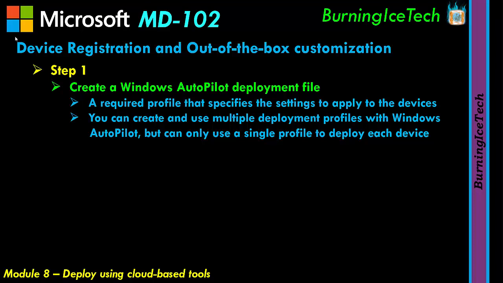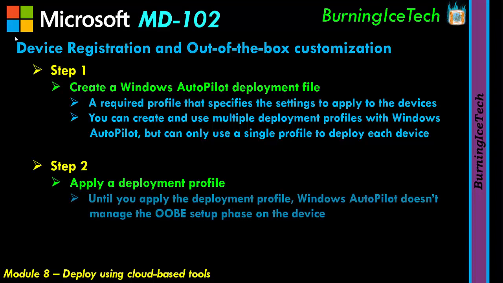Now we get to step two, which is to actually go and apply a deployment profile. So those deployment profiles that you go and create, remember you can only apply one. You need to go and apply a deployment profile. Until you apply the deployment profile, Windows Autopilot does not actually manage the out-of-the-box experience setup phase of the device. So it's just going to be the normal one. If the user starts that machine for the first time, it's going to ask them the usual questions.